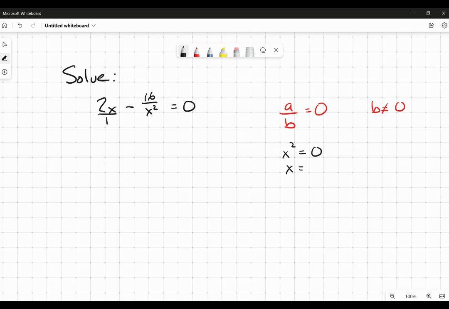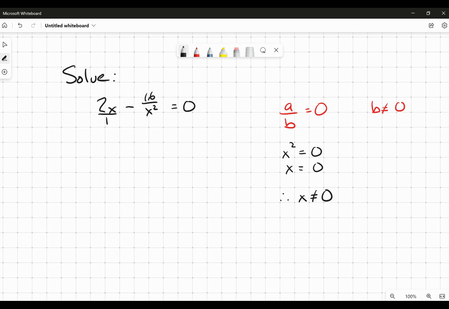So I take the square root of both sides, and I get the square root of 0, which is just 0. And so what we know here is that when I solve this equation, 0 is not an acceptable answer. 0 causes the expression to be undefined.